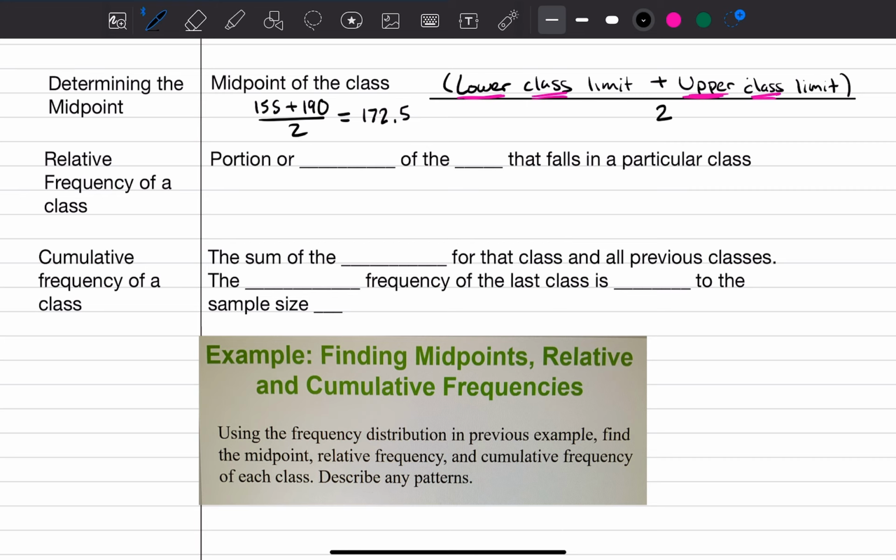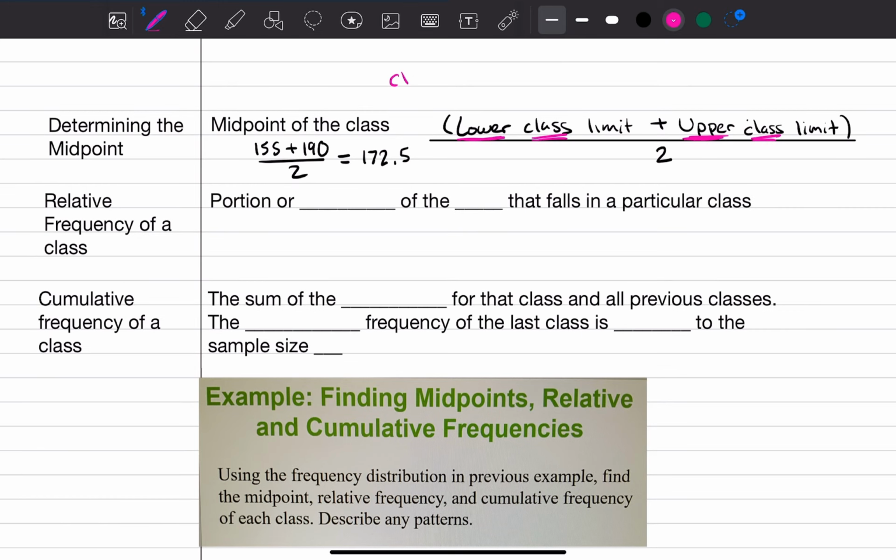Now, the nice thing about midpoints is you only need to calculate one of them, and then you can use your class width, which, remember, the class width of the previous example was 36. We could take our class width and add it to our midpoint, and that'll help us get the next midpoint. So that's a midpoint, and then we can continue to do that to get the next one, and so on and so forth. So all you really have to do is calculate the midpoint of the first class, and then you can use your class width to find the rest of the midpoints.